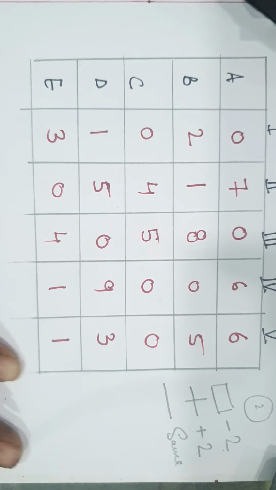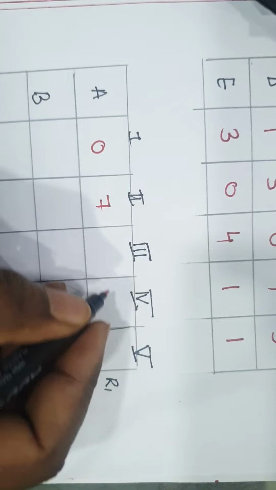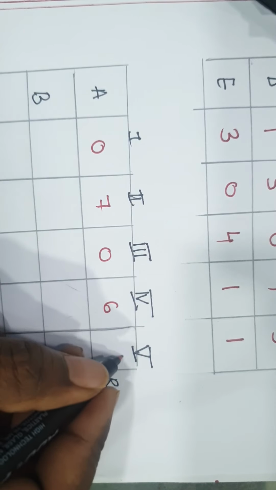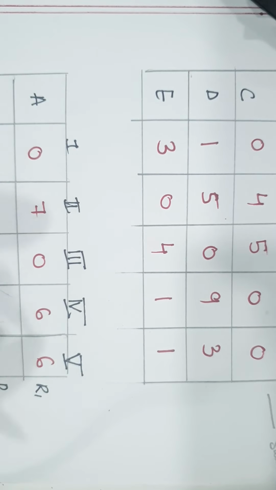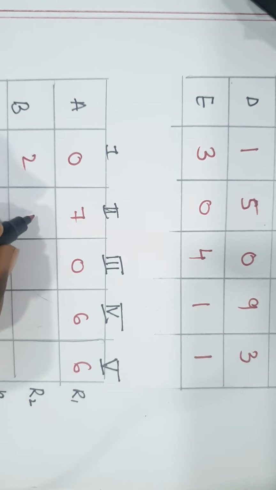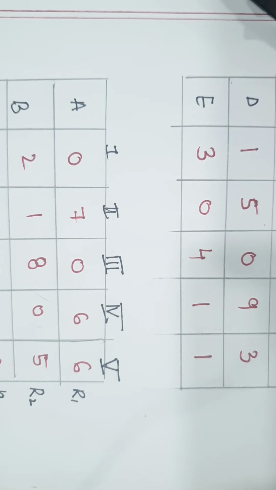So here you can write 0 7 0 6 6 0 7 0 6 6. Next one is the 2 1 8 0 5. Next one is the 0 4 5 0 0. Next one is the 1 5 0 9 3. Next one is the 3 0 4 1 1.